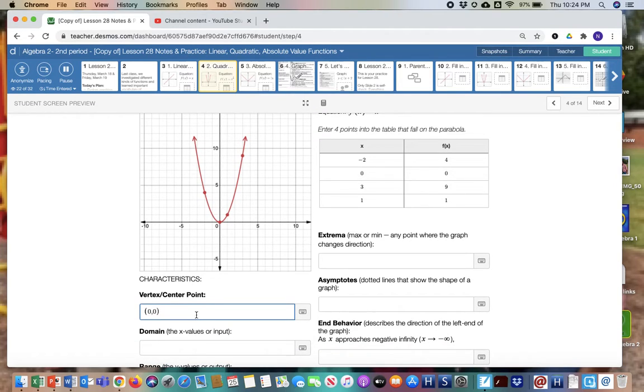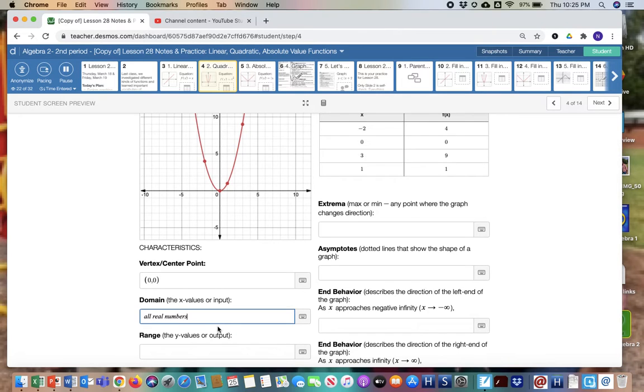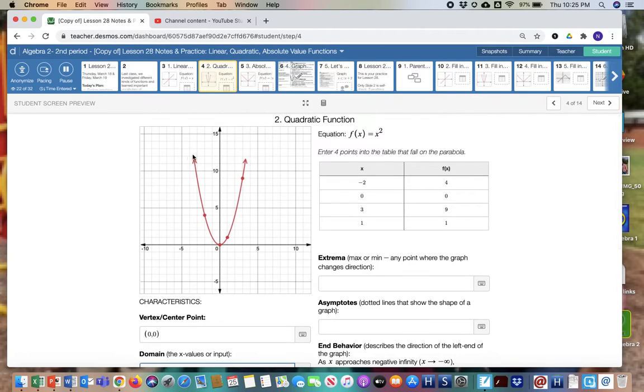All right, so next, the domain. What happens for the x values? So this goes to the left forever, and this goes to the right forever. So again, it's all real numbers. Or again, we could put negative infinity to positive infinity. Okay, for the range, so what are the y values? Well, the arrows do go up forever, so it goes up to infinity, but there's nothing going down beyond 0. So 0 is the lowest point.